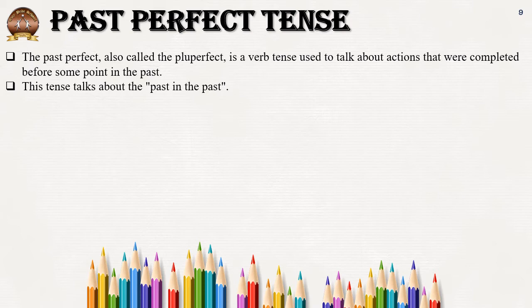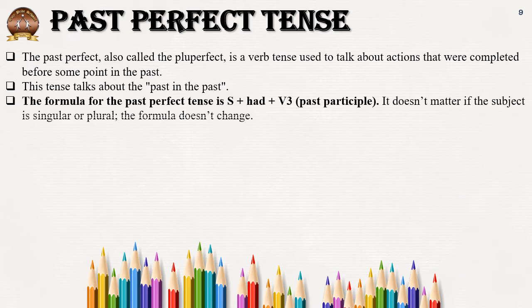The continuous tenses show continued action in present, past or future. Perfect tenses show completed action in all three: present, past and future. Okay, so this talks about past in the past. The formula of past perfect tense is subject plus had plus V3.